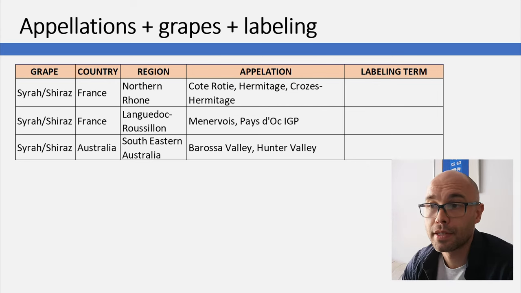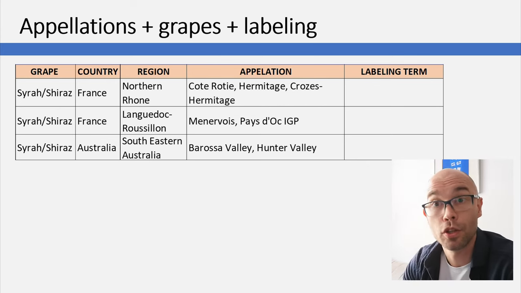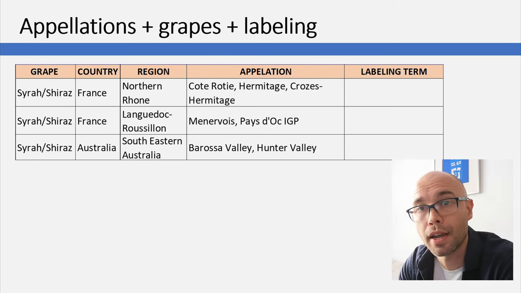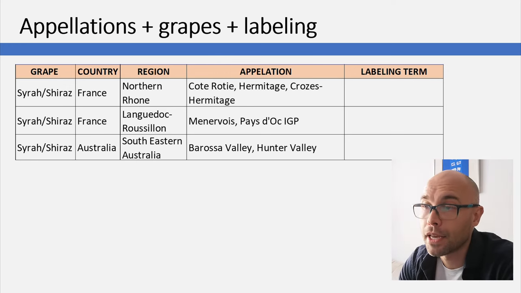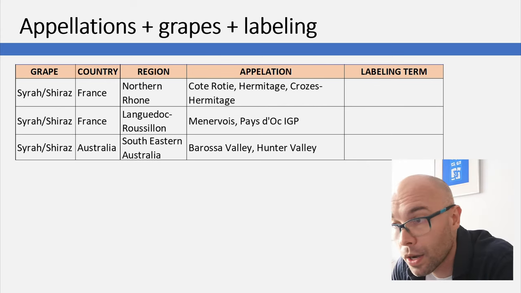In France, Syrah, you're going to connect with Rhone Valley, but more specifically with the Northern Rhone. In Northern Rhone, Syrah is the only black grape variety, and the appellations that you need to remember in the North Rhone are Côte-Rôtie, Hermitage, and Crozes-Hermitage. In Languedoc-Roussillon again, but there's now a specific appellation that you need to remember, Minervois.